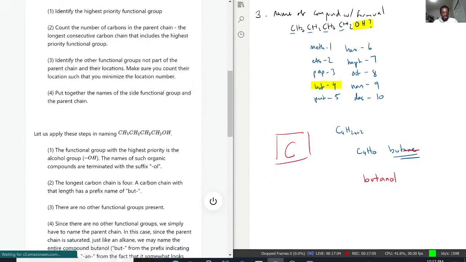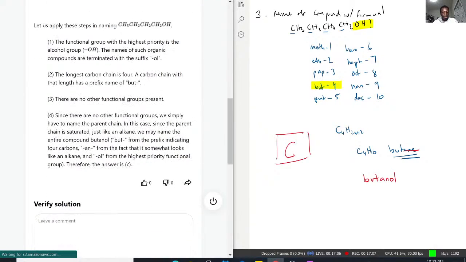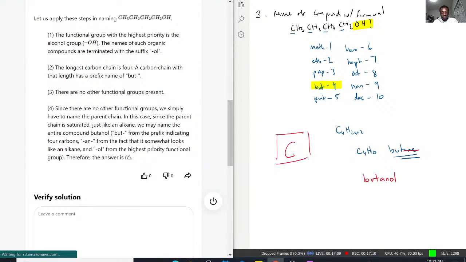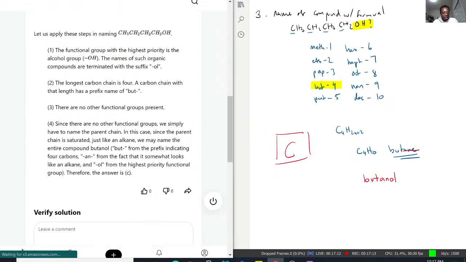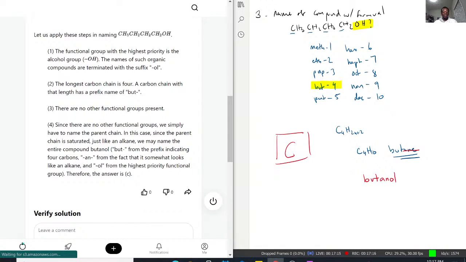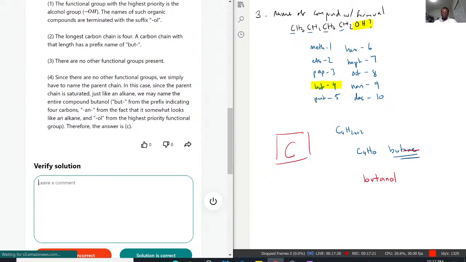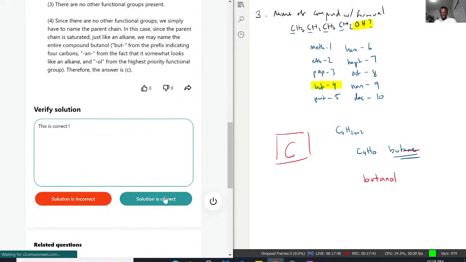The count of the chains, the functional group OH, which is alcohol, and therefore the answer is C, because there's 4 carbon. The longest carbon chain is 4, which is the only carbons present, and that has a prefix of but-. Like I was saying, that has a prefix of but-, so B-U-T. And with that being said, this is correct because we get the answer of butanol.